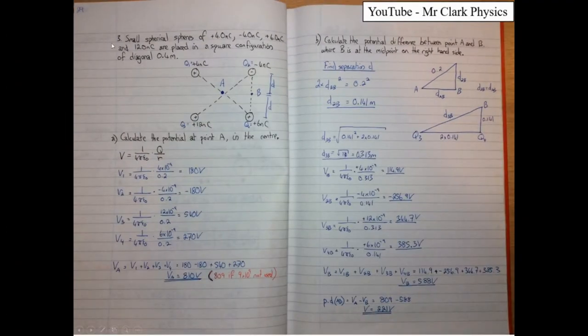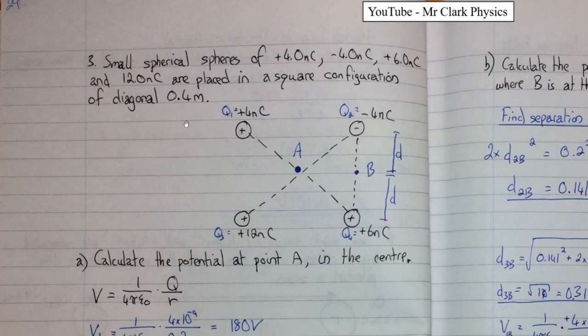This example is more complicated. We're told that there are small spheres of 4 nanocoulombs, minus 4, and plus 6, as well as 12 nanocoulombs, all placed in a square configuration with diagonal distances of 0.4 meters. You could have got something as complex as this for any of the previous two lessons, but to be entirely honest, this is pushing the boat out quite a bit. You're unlikely to be asked to do this level of demand in an exam. But as a learning exercise, it'll serve our purposes quite nicely.